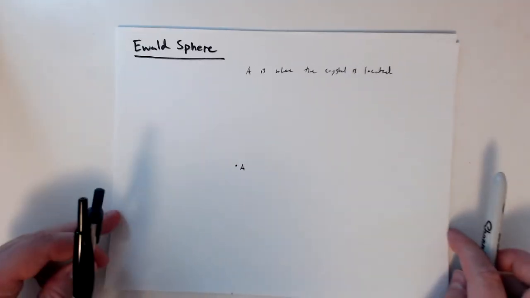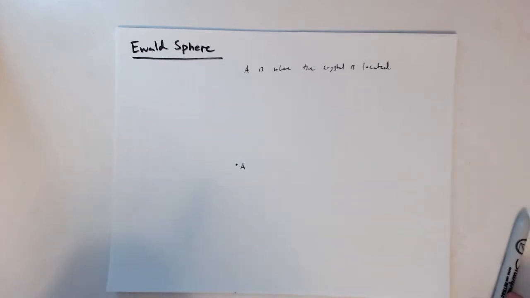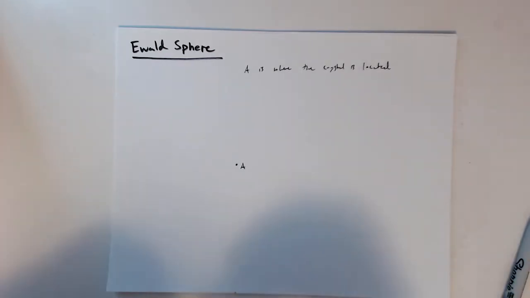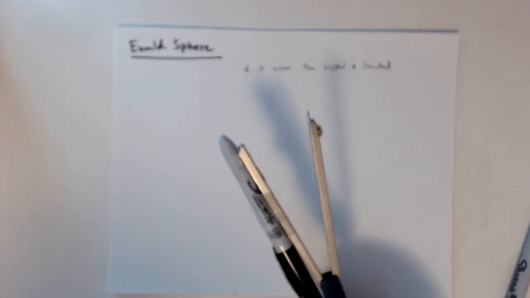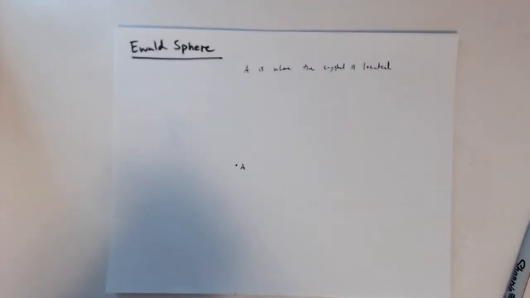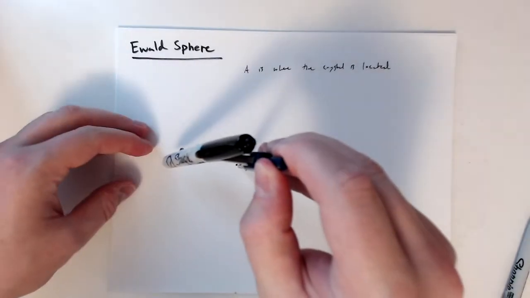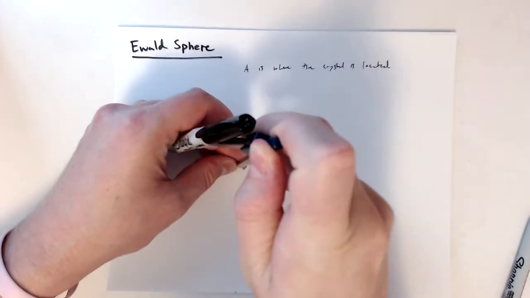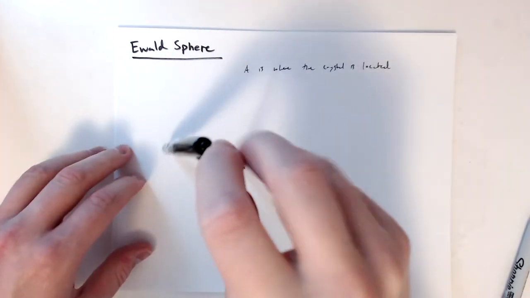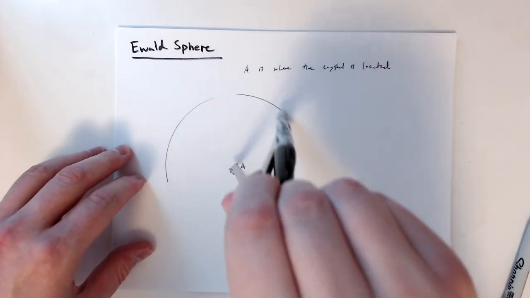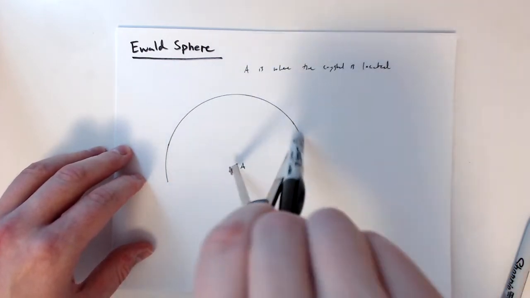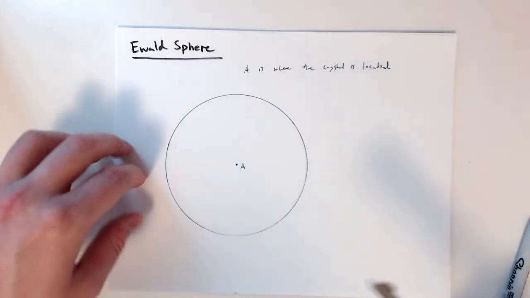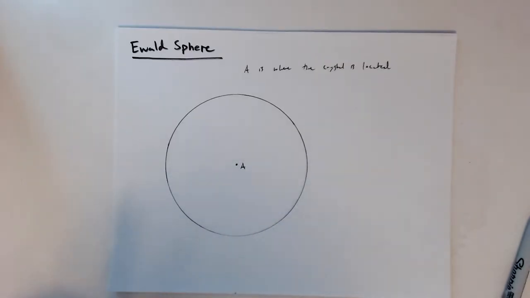I'm going to draw a circle because we're just showing a two-dimensional representation of it. I've got my trusty device here with a permanent marker attached, and I'm just going to draw a circle with the center of A. Try to get it continuous. All right, so this is going to be my Ewald sphere.